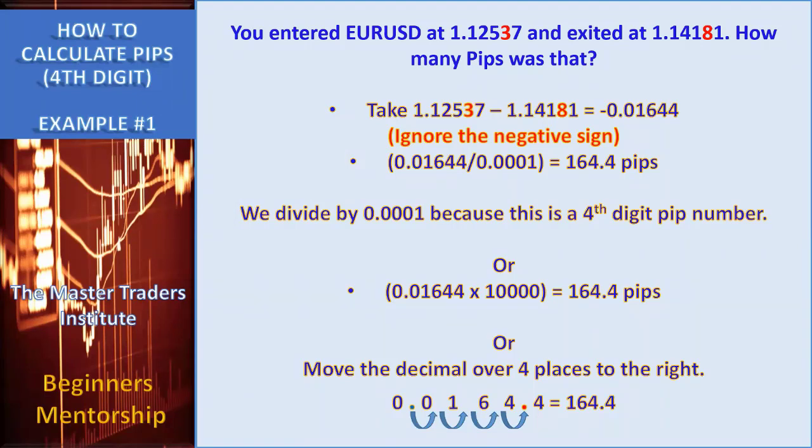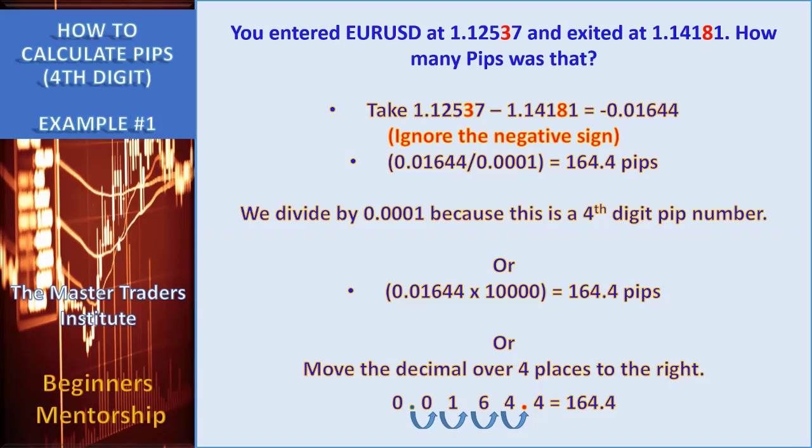So what you do is, I'm going to give you the simplest form. Let's avoid all these complex calculations. Once you do this and you get your figure, slide your decimal place 4 places to the right. So if you slide this to the right, you're going to have 1, 2, 3, 4. That's the simplest one to do. So you move the decimal 4 places to the right, and we have 164.4 pips. So the movement from 1.12537 to 1.14181 is 164 pips.